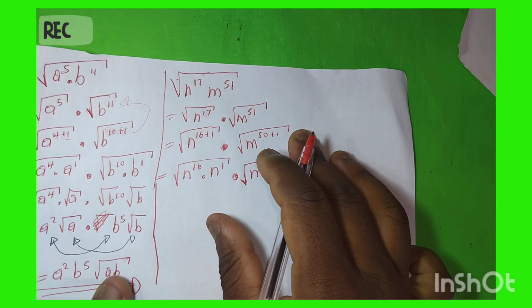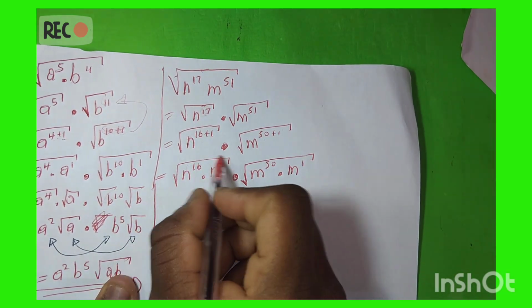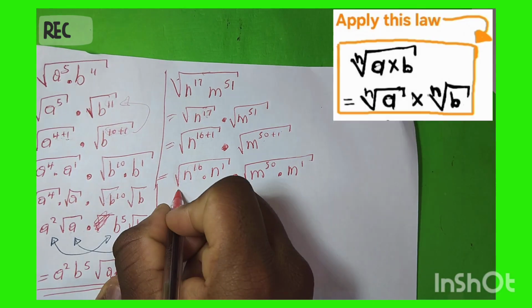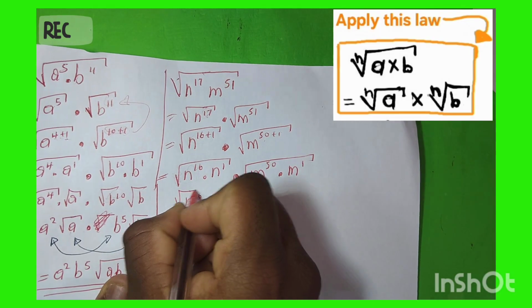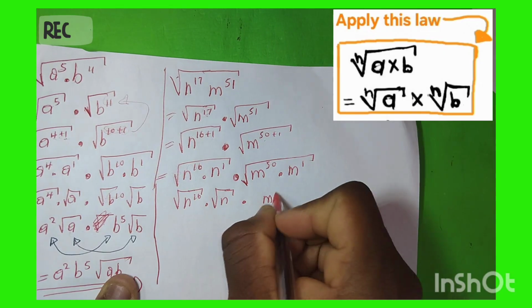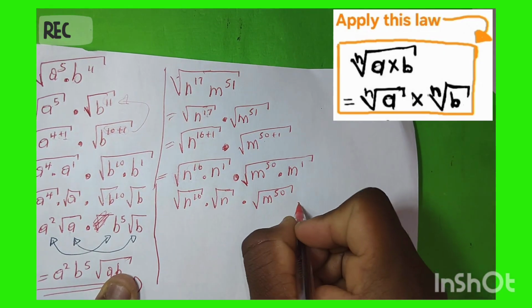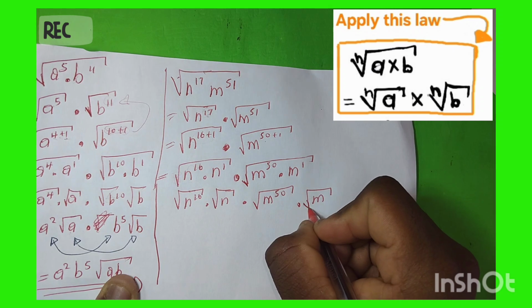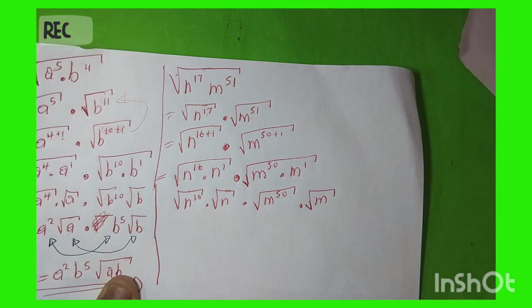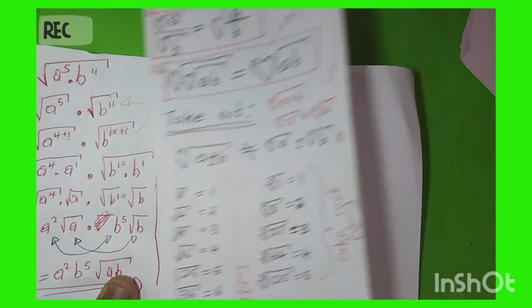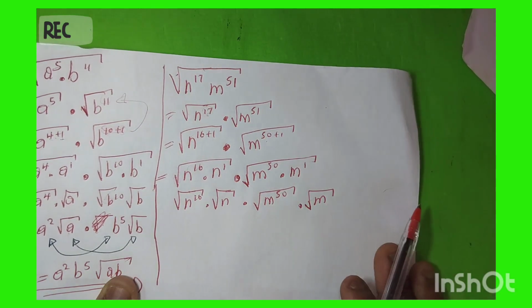And now I can break this square. That square, I can break it to become n^16 multiplied by n, and multiplied by m^50 multiplied by m. Do you see? According to the law of surds, according to that law, I can break that thing to become like that.